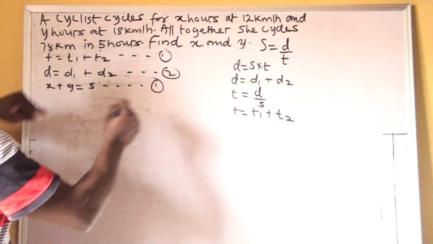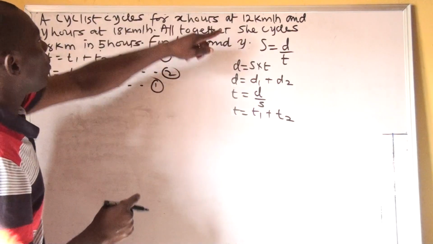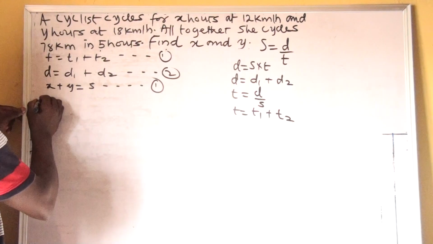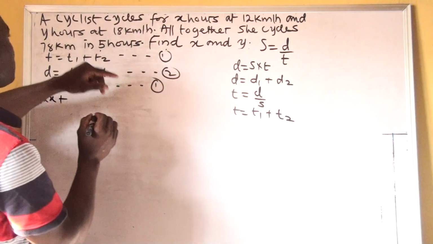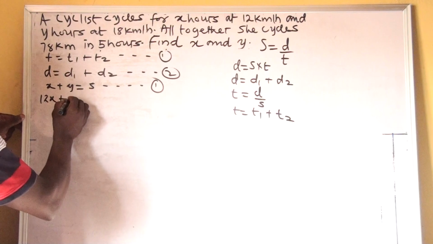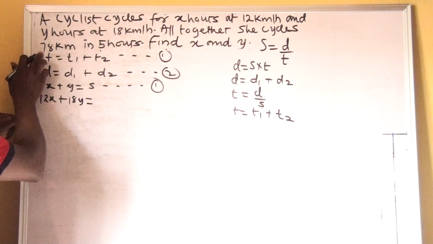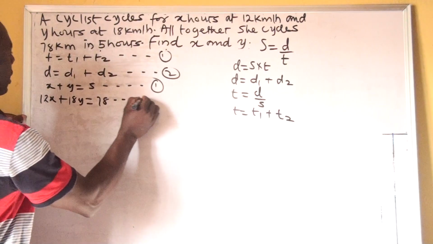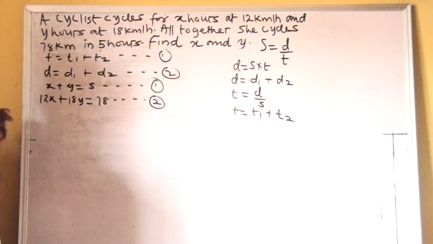The distance is usually speed times time. So the first distance will be the time times the speed. That will give us 12x. And the second distance will be y times 18. So it will be 18y is equal to the total distance. The total distance here is 78 kilometers. So here this is equation 1 and equation 2.